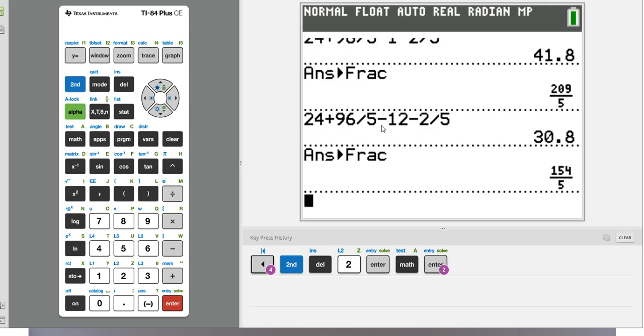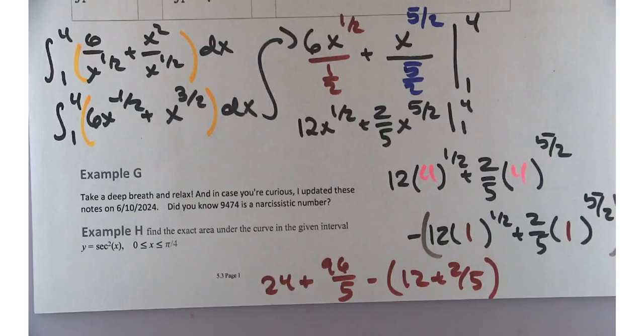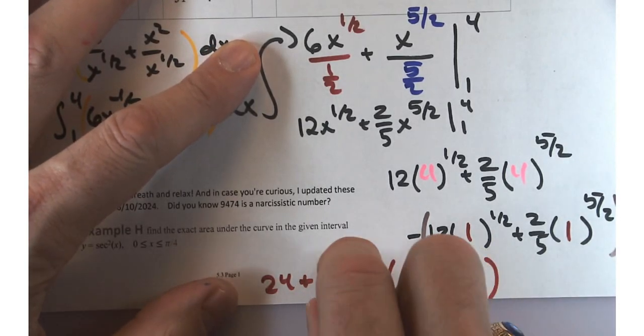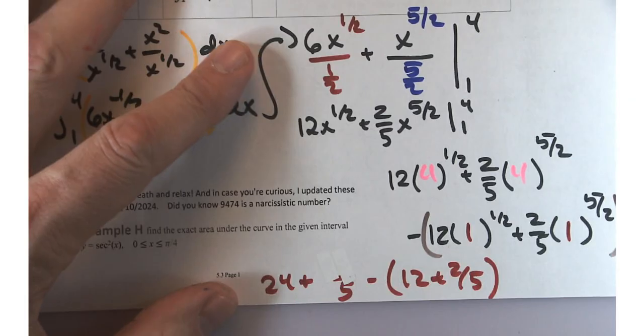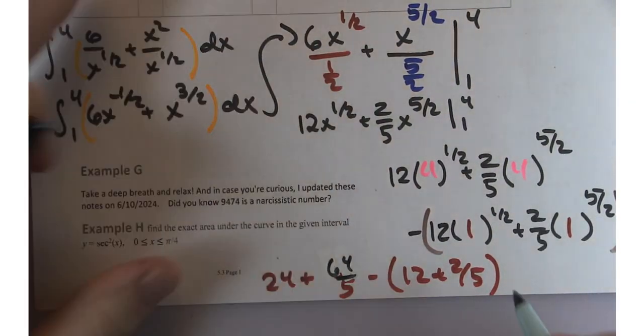I think it should be 6. Let's see here. So it's 24 plus 4 to the 5 halves. That'd be 2 to the 5th, which is 32. Times, oh, it should be 64 over 5. There's my mistake. This should be 64 over 5. All right, there we go. 64 over 5. Let's try that now.